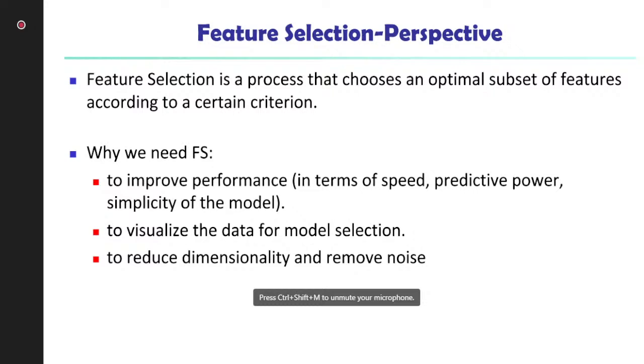When we have many features, some of them are unnecessary, some are redundant, some are correlated with each other, so a subset can be generated from them. So there are various reasons for which we want to do feature selection. Feature selection is a process that chooses an optimal subset of features according to certain criteria. Now, whenever we are reducing the number of features, we are obviously generating a subset which is smaller than the actual set of features.